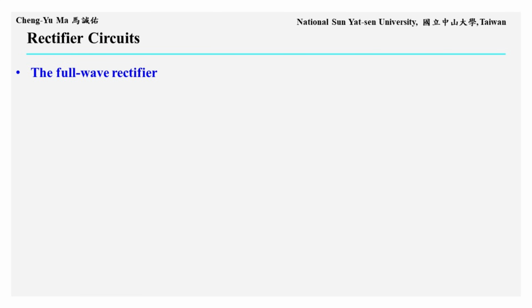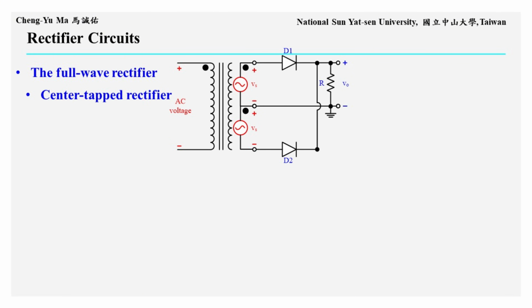After introducing the half-wave rectifier, we now move on to the full-wave rectifier. As the name suggests, a full-wave rectifier can rectify almost the entire cycle of the input signal. The circuit shown here is called a center-tapped rectifier. It is a simple full-wave rectifier. The original AC voltage first passes through a transformer, which adjusts the AC amplitude to Vs, and then the rectifier converts it into a single polarity output voltage.